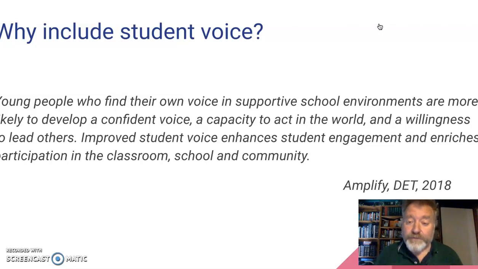why include student voice? It was an interesting article published last year by the department called Amplify. And there's a little quote from them, and it's all about if we can give students, our young people, a classroom environment, a school community environment where they feel confident and involved and are encouraged to act on their involvement. I suppose we think Greta Thunberg, don't we, in that sense? Then we get much better outcomes from those students. They become more engaged and their participation's increased, but most importantly, their performance improves.